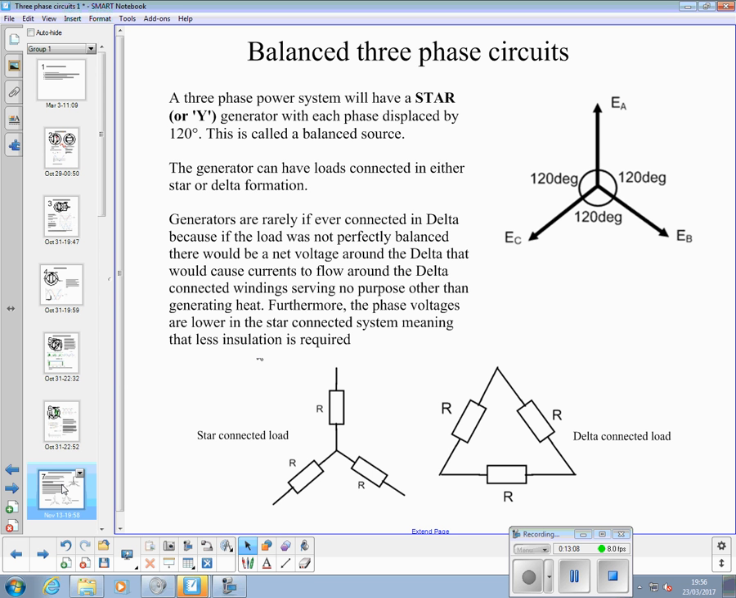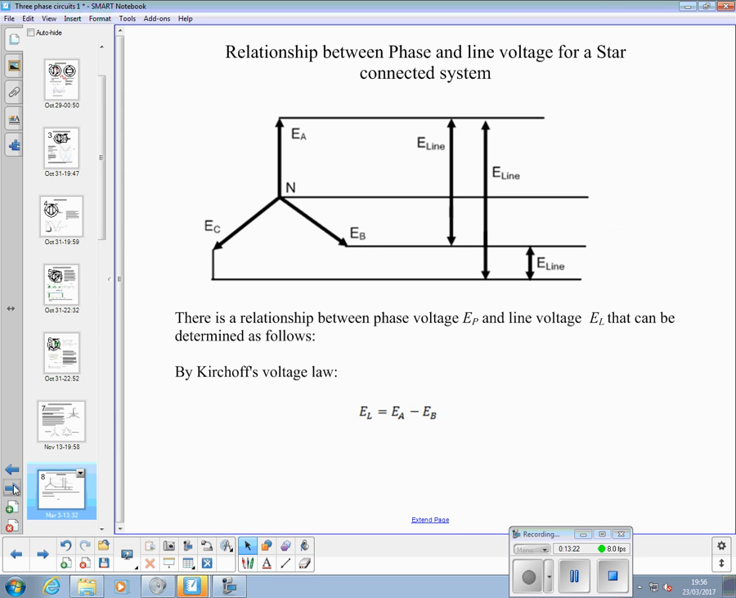In a star connected system, meaning you need less insulation. Alright? As well, the generator voltage is somewhere around about 25 kilovolts. And then for the super grid, that's stepped up to 400 kV.